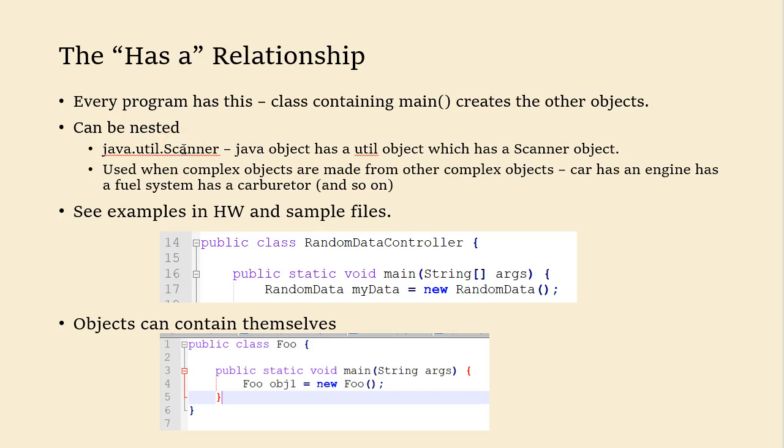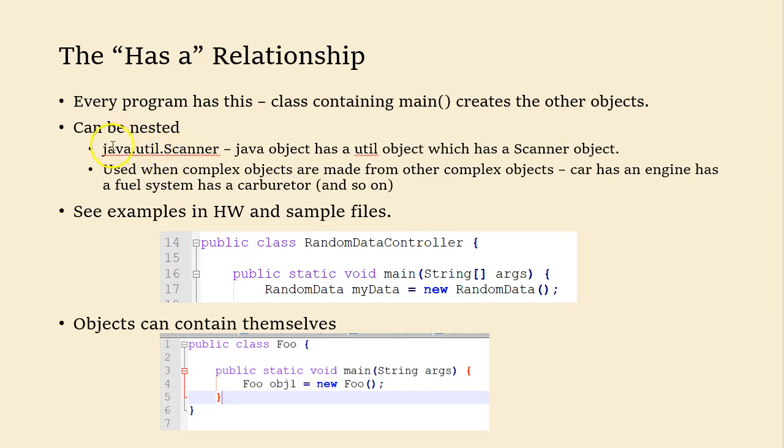java.util.Scanner, right? In that import statement. Well, java is an object, and inside of java there's a smaller object called util. That's the thing that contains all the utility functions for Java. And inside that object there's another object called Scanner. You use this form when you have complex objects made from other complex objects so that you can have this nesting. A car has an engine, but an engine has a fuel system, and a fuel system has a carburetor. So each of those might be separate objects in a highly detailed simulation of an automobile.